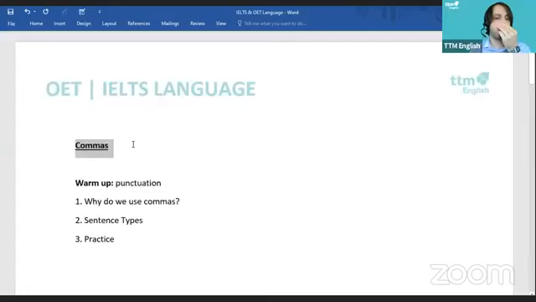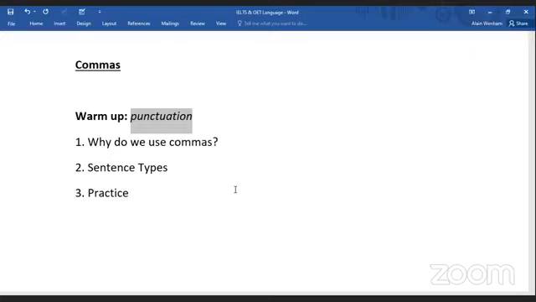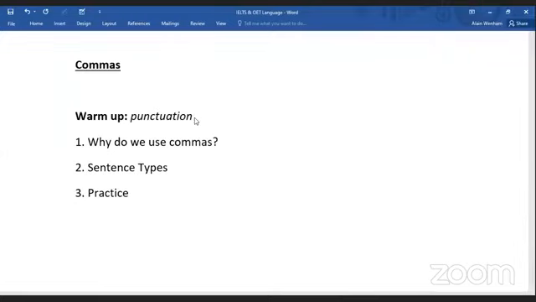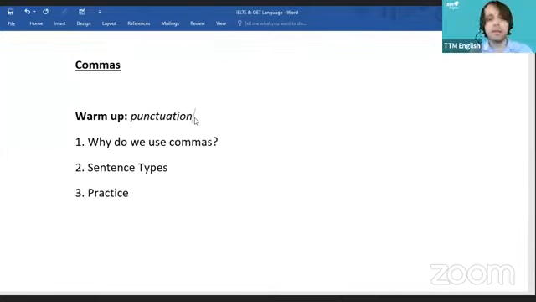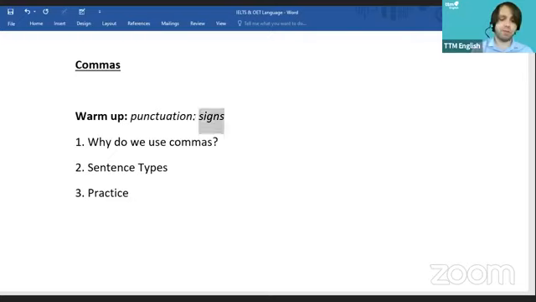Firstly, I'll just talk about what we're trying to do in the class. We'll start up with a warm-up, and I'll talk about punctuation in general. What's punctuation, George, in general? What does that mean? I know what it is, but I don't know how to explain it in a proper way. Okay, can anyone else explain what is punctuation, or give me some examples? For example, dot, comma, exclamatory signs. All the signs, right? They're like symbols and signs.